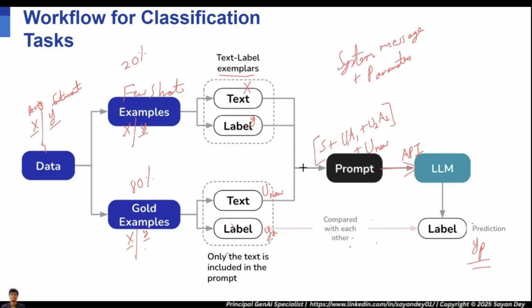So you take that new user query, like some sample review, and with that you make the LLM make a prediction. The LLM predicts that the sentiment is positive or the sentiment is negative. This is YP, and now you simply compare the predicted sentiment with the actual sentiment, and that is how we get an accuracy score.